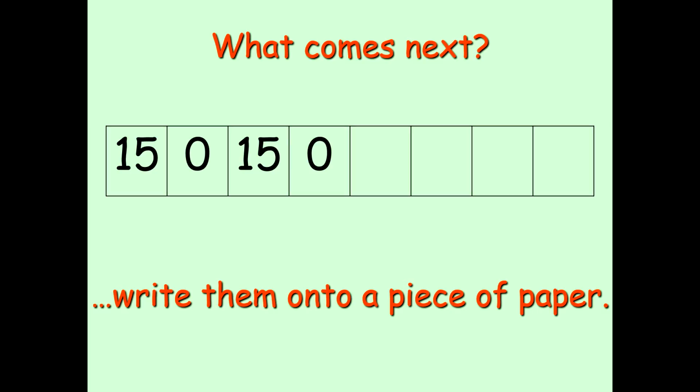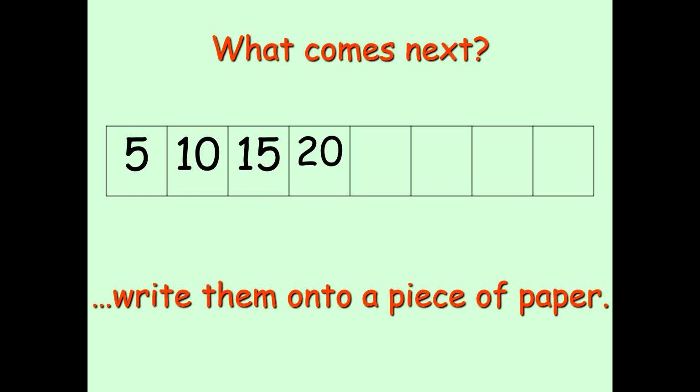Okay, here's your chance. I would like you to complete this number pattern. We've got 15, 0, 15, 0. What would be the next 4 stages? Write them on a piece of paper and you can show me next week when we come back together. What about this one? 5, 10, 15, 20. I think we're jumping in numbers here. What would be the next 4 stages of this number pattern? Write them on a piece of paper and show me again next week.